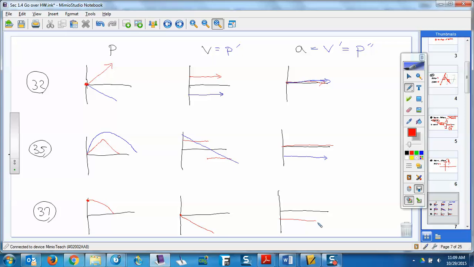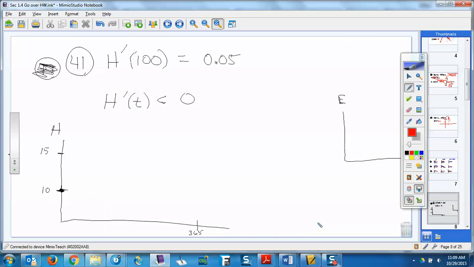A week from now, and the rest of the year, this will be automatic. But we're just now getting the sense of it. F prime is the slope. The y values of F prime are the slopes of the F graph. All right, now, 41.